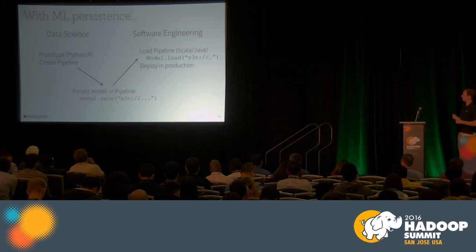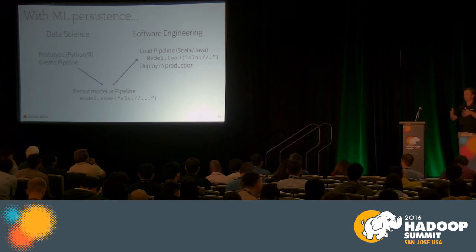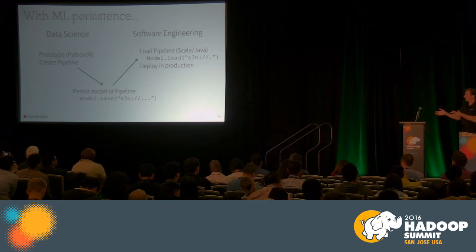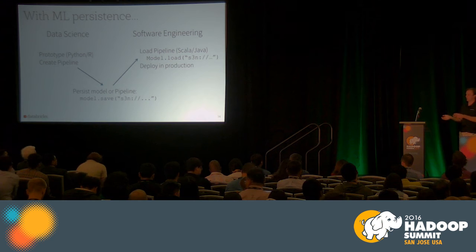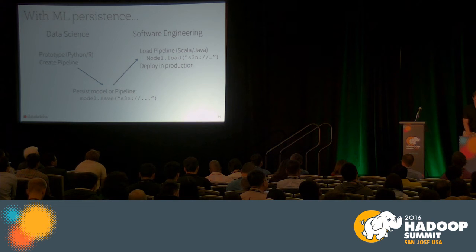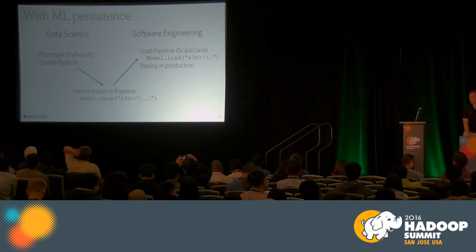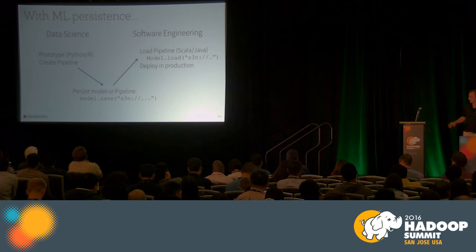So we have seen a couple of people in the community actually accessing the pipeline API using Python and R to train their model, and then transferring the learned model to a Scala or Java environment. And since it is the same implementation in between, it simplifies a lot of the issues related to deployment.